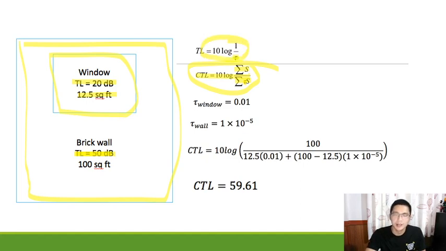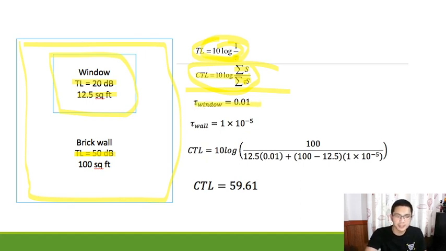So, ibig sabihin, class, to solve this problem, we need first to solve for tau using this formula. And then later on, gamitin natin yung mga tau na masasolve natin in this formula. Ayan. So, solve lang natin siya using this formula. Shift solve nyo na lang. So, ang TL daw ng window ay 20 dB. So, 20 dB is equal to 10 log of 1 over tau. So, if solve natin yan, you will get 0.01.